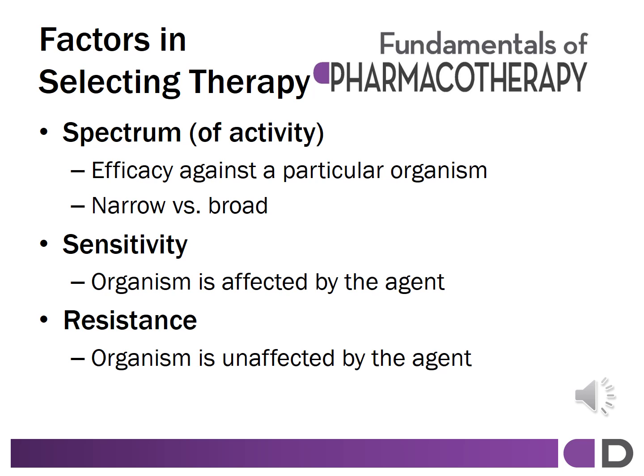We also want to pick something that will eradicate the organism. As we talked about before, sensitivity means that the drug will be effective in killing the organism. We want to be sure that something is effective. We don't want to expose the bacteria to an agent that won't kill it, or to use something that is resistant to the medication. Resistance means that the organism is unaffected by the agent.